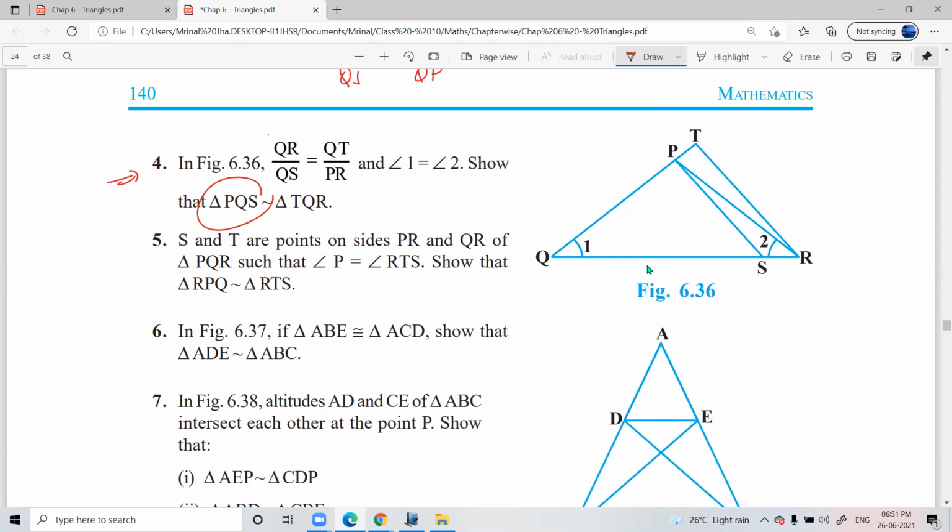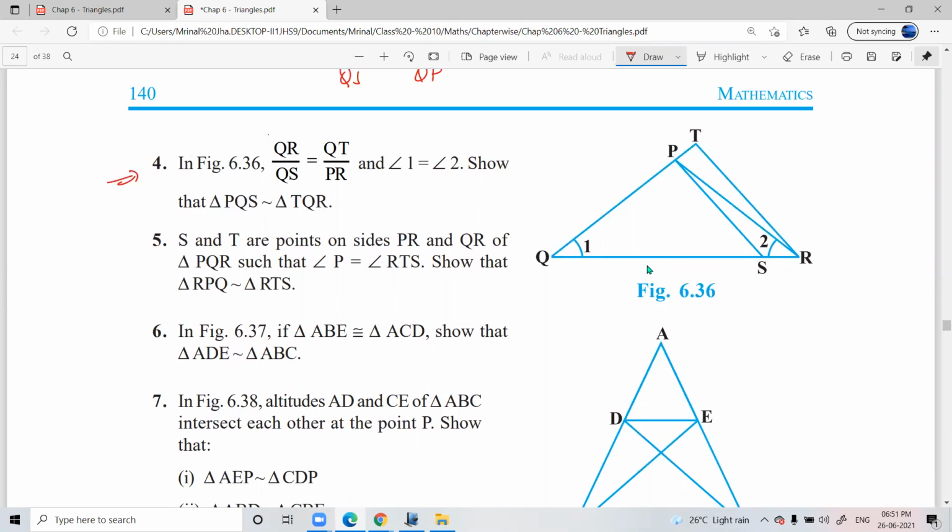We have to prove that triangle PQS and triangle PQR are similar. So in this, what we know is angle 1 is already common, and the corresponding sides are already in equal ratio. So we can use SAS, right? Yes, sir. We can use the SAS similarity condition.